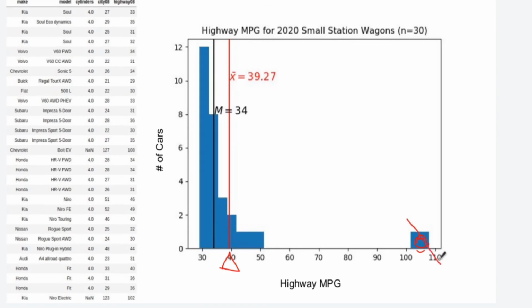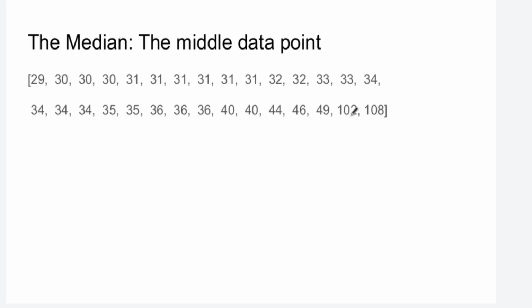What would happen if we removed these two biggest data points? Well, let's go back to the data. I can see that I'm crossing out 102 and 108. Since I've removed two data points, it's moved my middle of the distribution by 1. So instead of being between 34 and 34, we're now between 33 and 34. So the median would be 33.5, which is not that big a difference from the 34 that we had before.